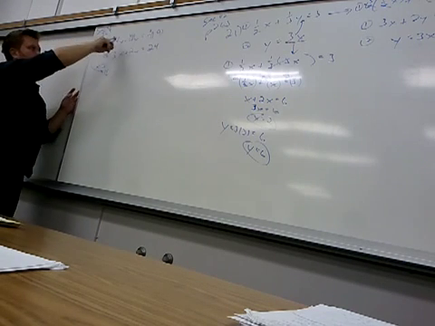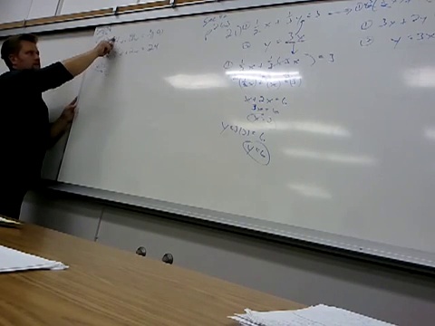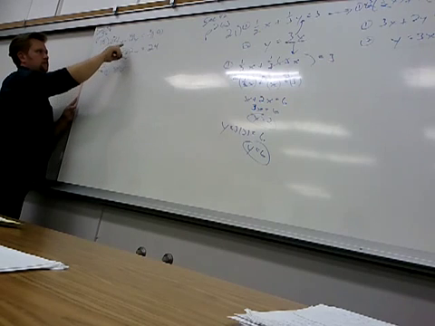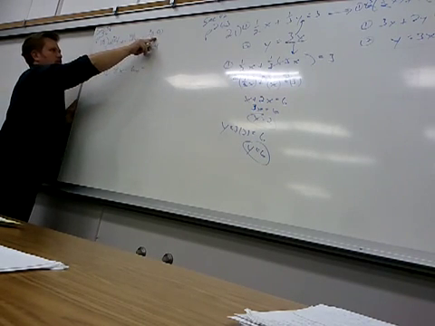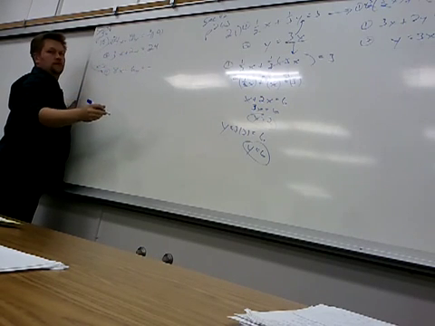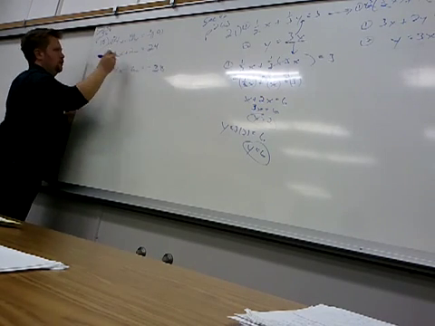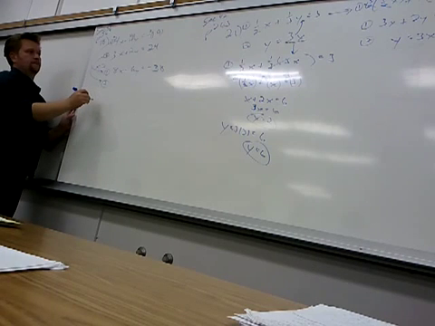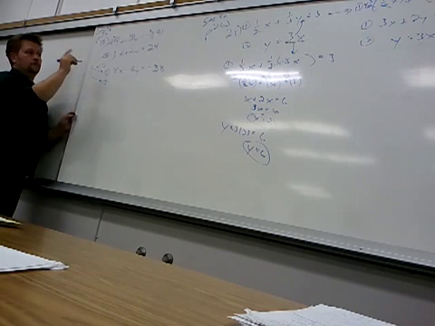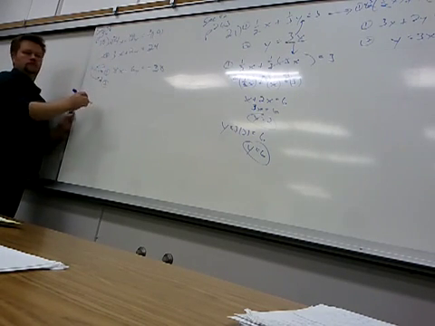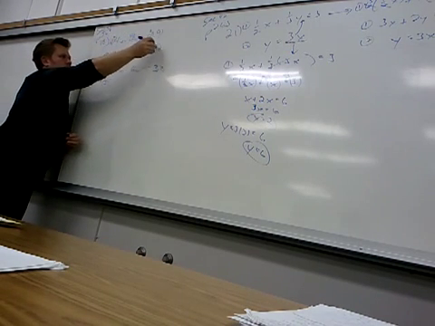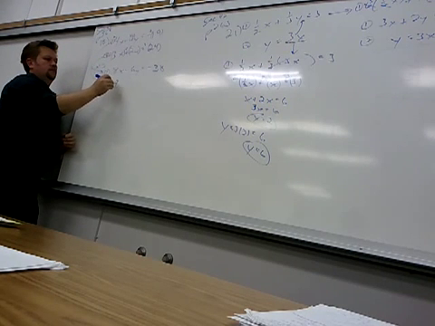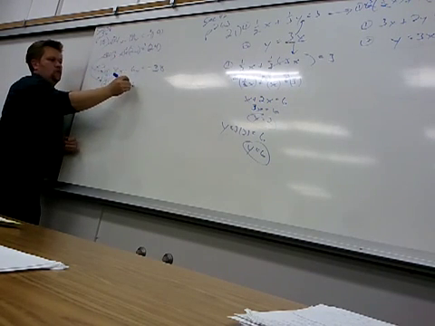Cool. So if I multiply this first one by 2, I get 8x, 6y, 38. Good. What do I multiply the second one by? 3. So what do I get when I multiply this by 3? I get 9x plus 6y.